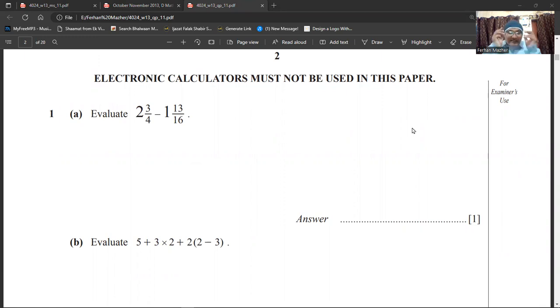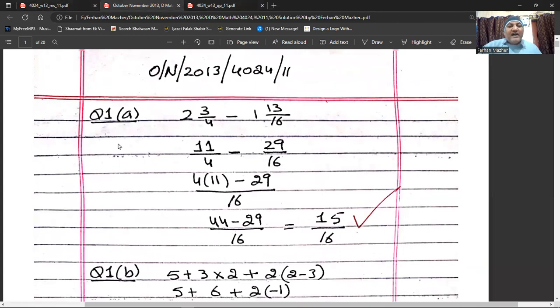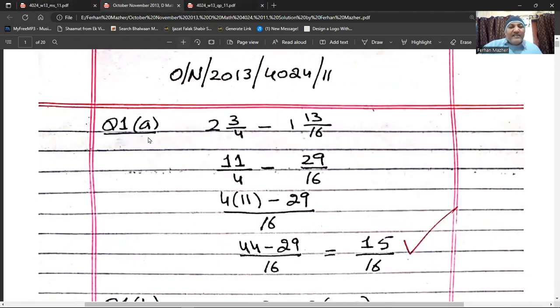So these are two fractions and we want to subtract them. First of all, they are in mixed numbers, so I will represent them as improper fractions. 4 2s are 8, 8 plus 3, 11, so it will become 11 by 4. 16 1s are 16, 16 plus 13 is 29, so 29 by 16. Then it will become very easy. We will take the LCM of the denominators 4 and 16, so the LCM will be 16.